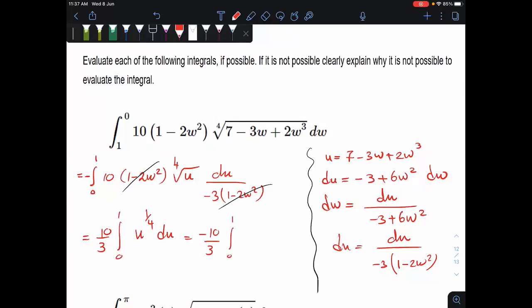And the definite integral from 0 to 1 of u power 1/4 can be integrated as u power 5 over 4, and here 4 over 5, and from 0 to 1. The 4 over 5 comes out, so we have -40 over 15, and return u back to its original value, which is 7 minus 3w plus 2w cubed, and this from 0 to 1.